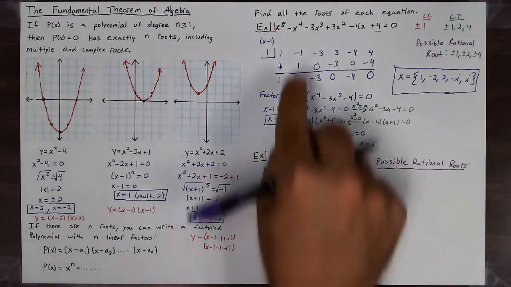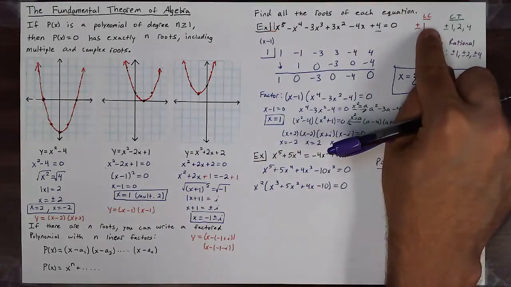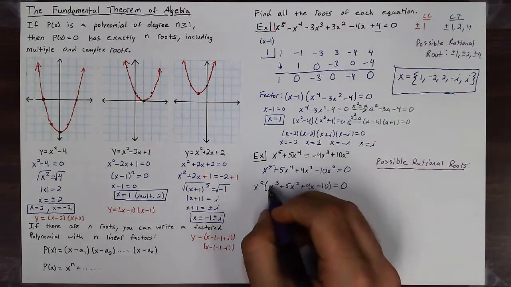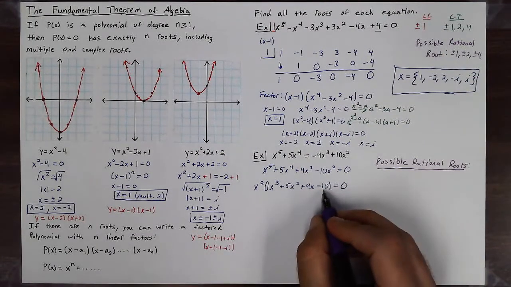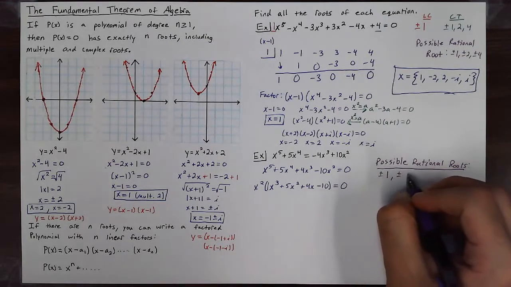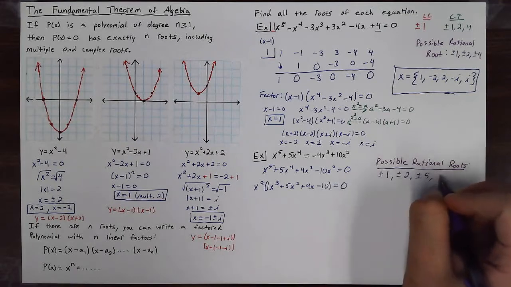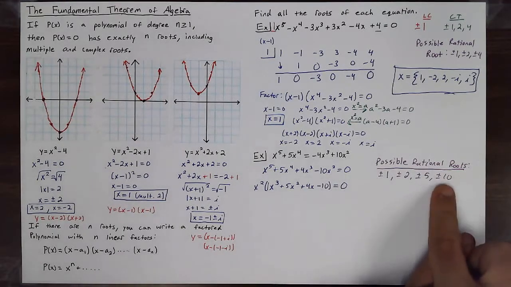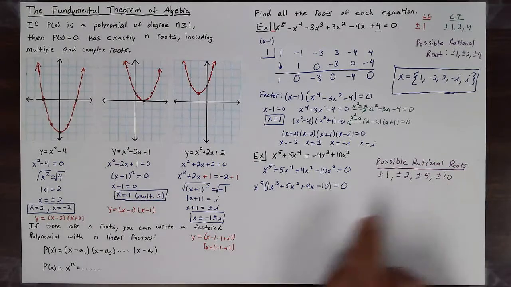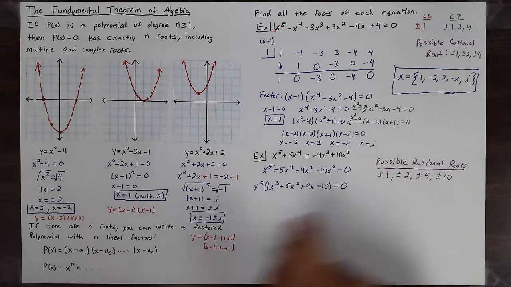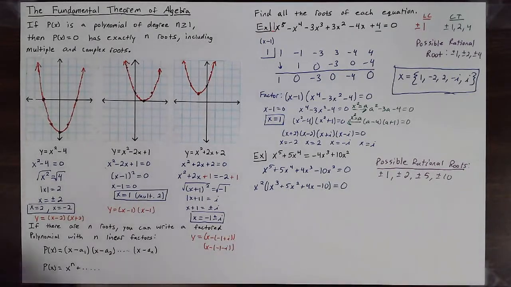My leading coefficient factors are just 1, and all the constant term factors are 1, 2, 5, and 10. Now we put all of those over 1, so these would be the possible rational roots. So I need to test these out to see which one could work. And again, I'm going to start by just trying out 1 to begin.